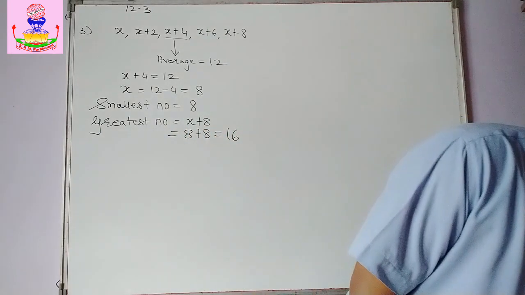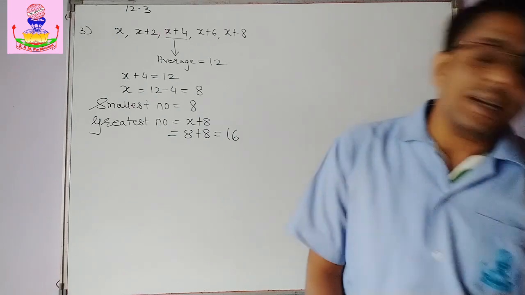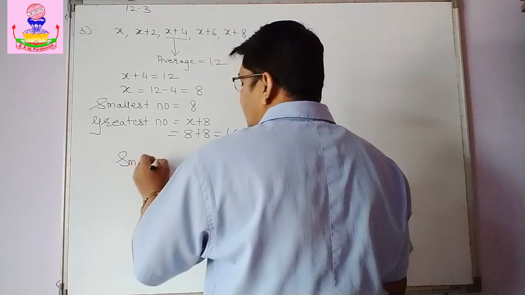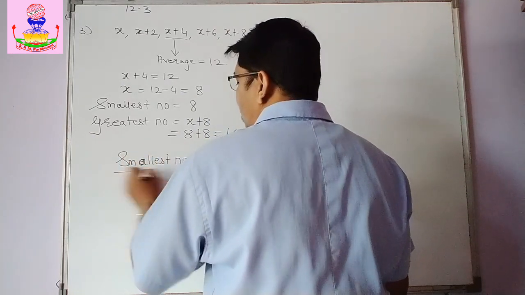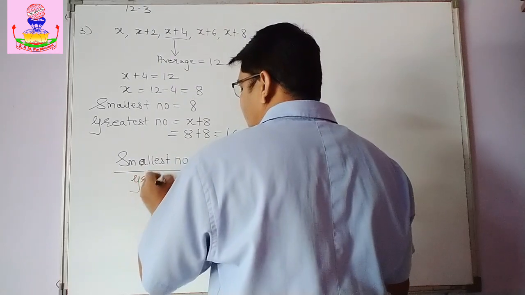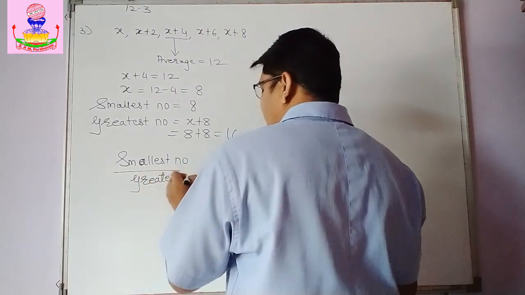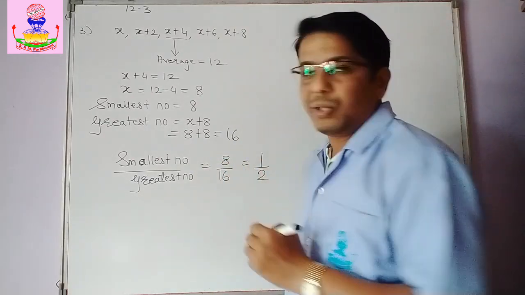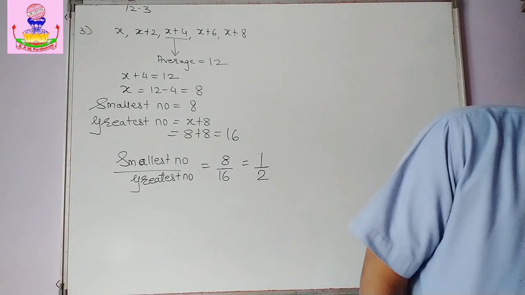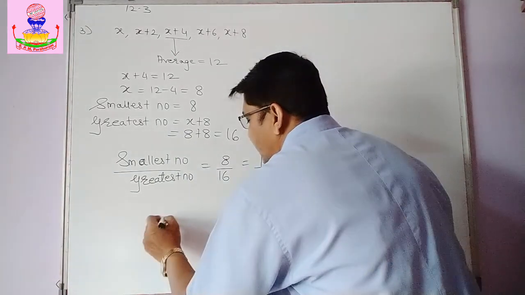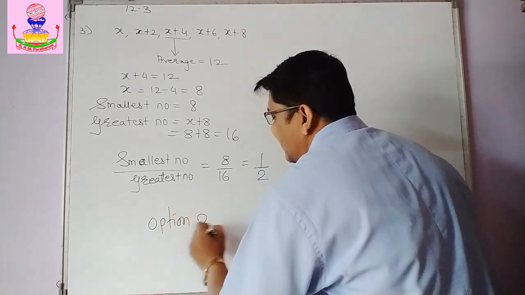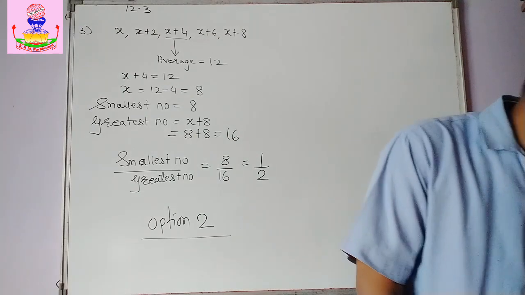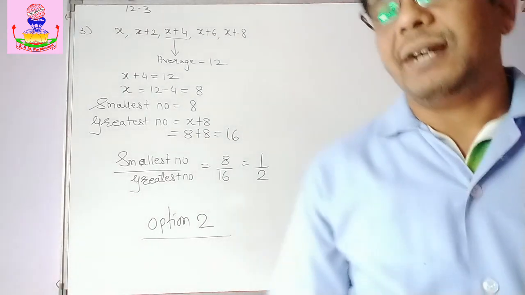Now, what they have asked: how many times is the smallest number that of the greatest number? So, smallest number upon greatest number. So, that is 8 upon 16, that is 1 upon 2. So, option number second. Half time. It is half, right? So it is half of the greatest number. So option number 2. Okay. Now let's move to the next example.